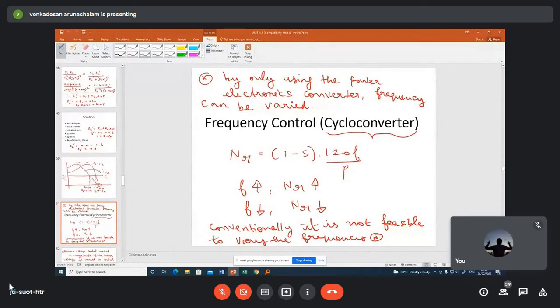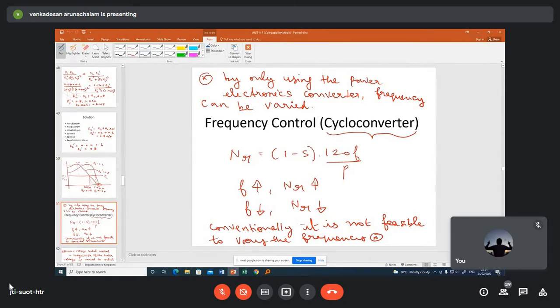So the cycloconverter is one of the power electronics converters that is used to vary the stator frequency. Conventionally, it is not feasible to vary the frequency. With a conventional mechanical based system, it is highly difficult. So one goes with a power electronics converter. The name of the power electronics converter is cycloconverter.